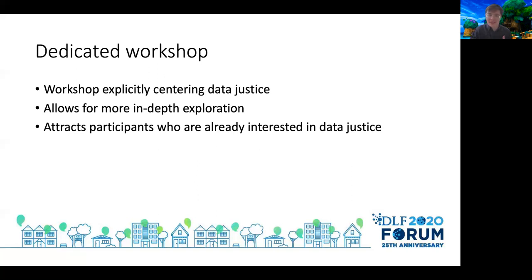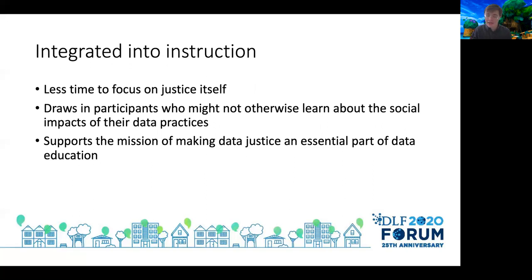Which brings me to the next type of workshop that you can have, which is one where you integrate data justice concepts into more of a traditional skills-based workshop. Say, for example, a workshop on OpenRefine, a workshop on Python, the kinds of workshops that data services departments and data librarians already teach. This means that you're going to have less time to focus on justice itself. You're going to have to basically weave it into what you're already teaching. But at the same time, it means that you'll be reaching participants who might not otherwise learn about the social impacts of data practices. And you might actually be introducing these concepts to someone who's never heard of them before.